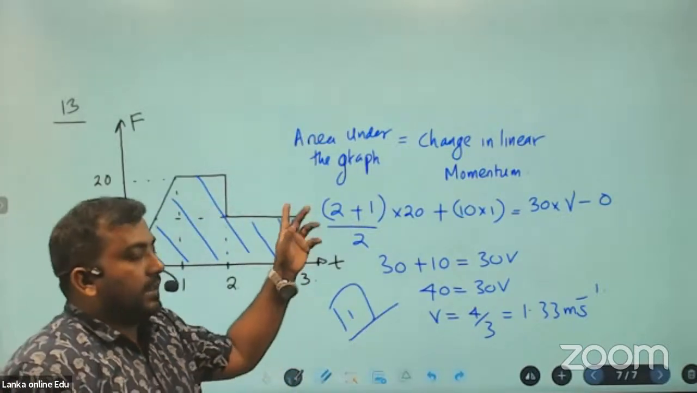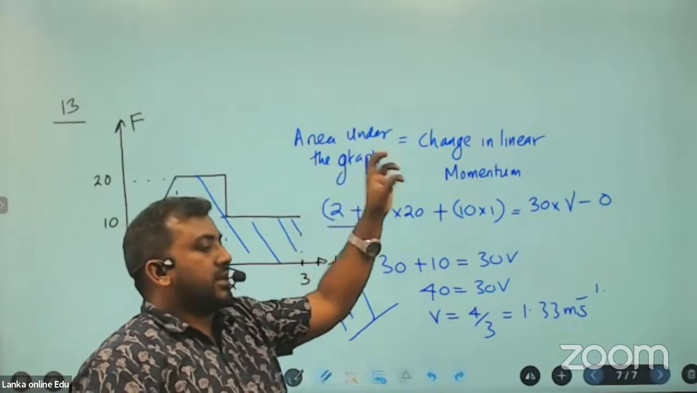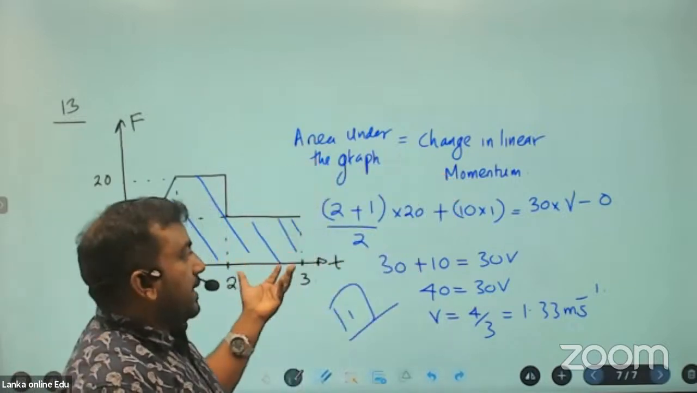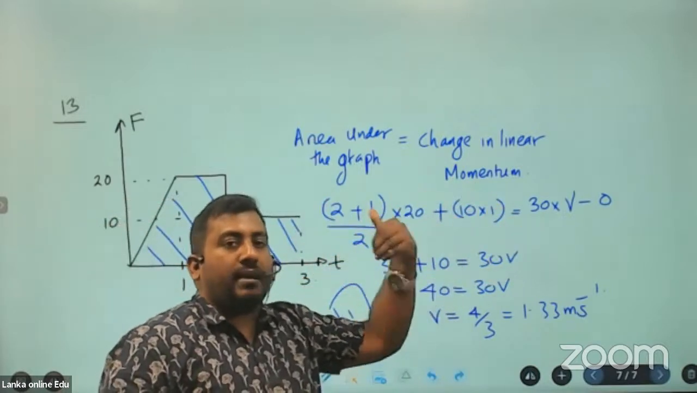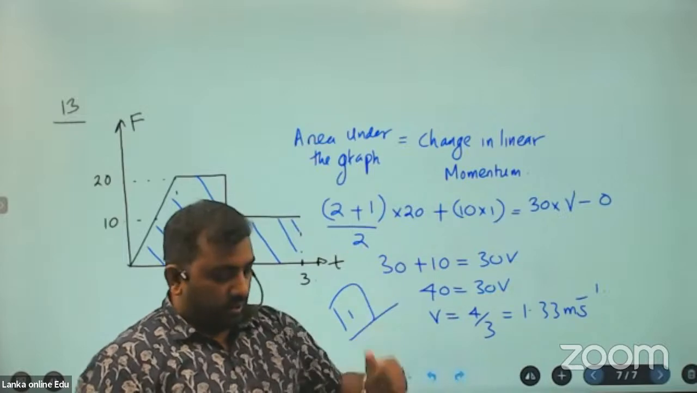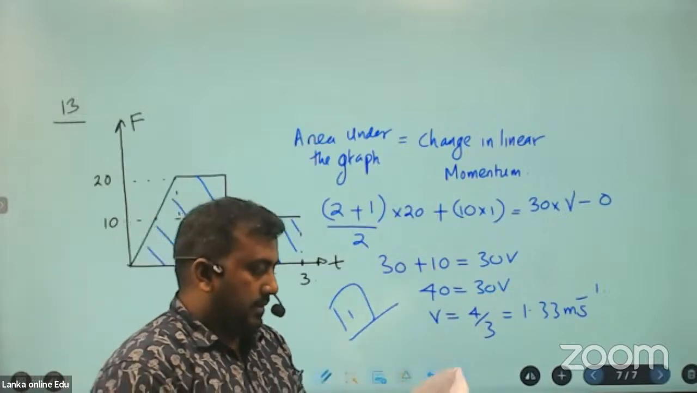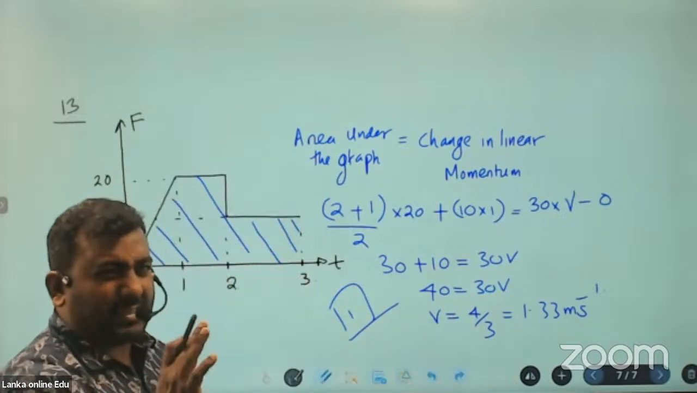So very simple. Area under the graph gives you the change in linear momentum. Find the area under the graph, that is equal to the change in linear momentum, final momentum minus initial momentum. Easily you can get your answer. Simple work. Don't panic.